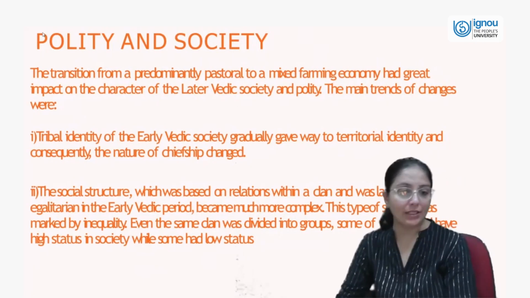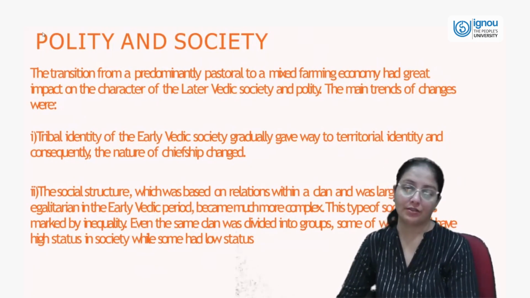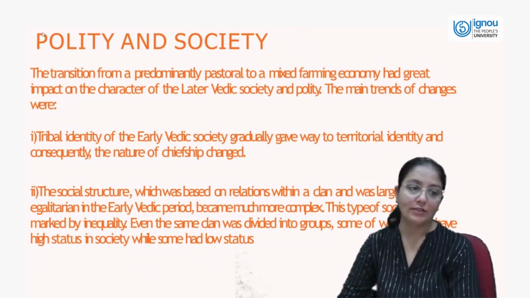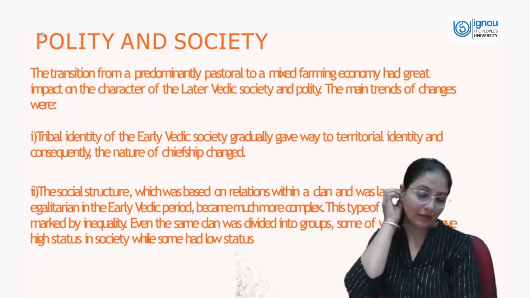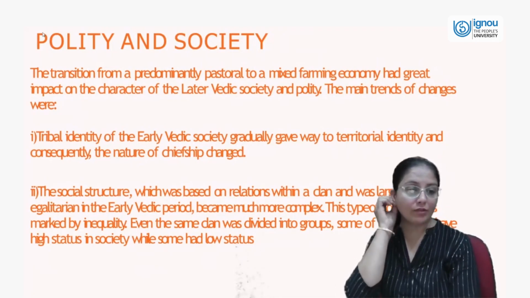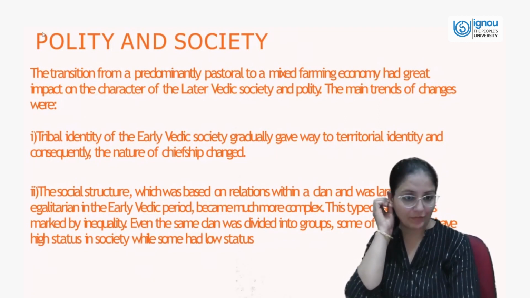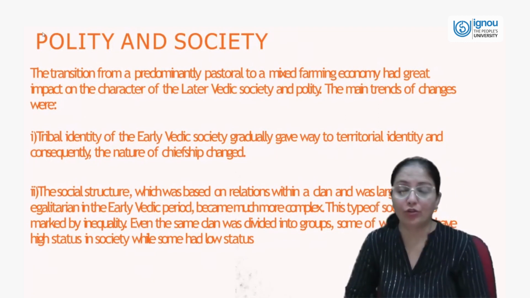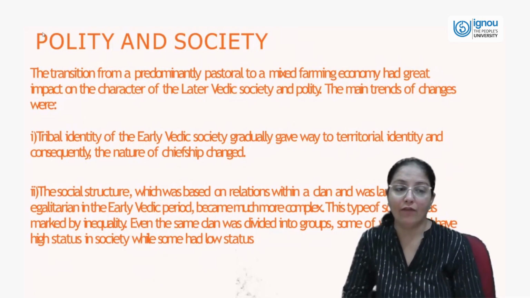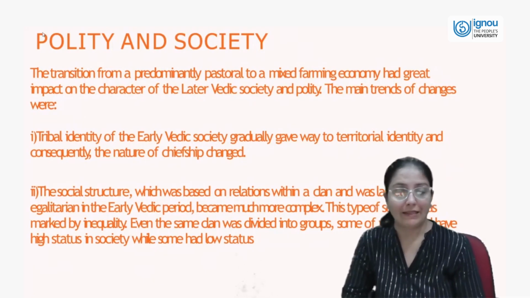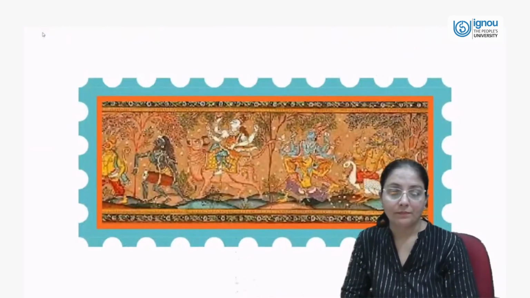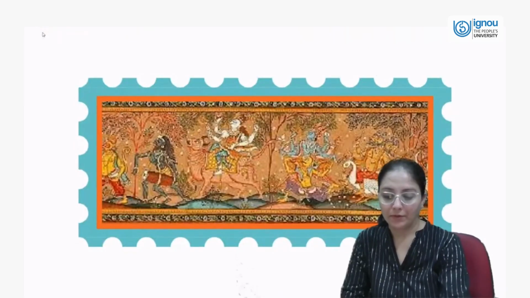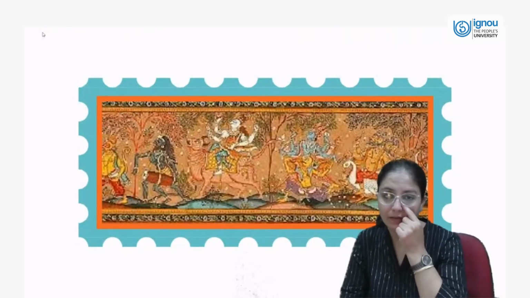Number two, the social structure, which was based on relations within a clan and was largely egalitarian in the early Vedic period, became much more complex at that time. This type of society was marked by inequality. Even the same clan was divided into groups, some of which could have high status in society, while some had low status. You can see some important pictures.